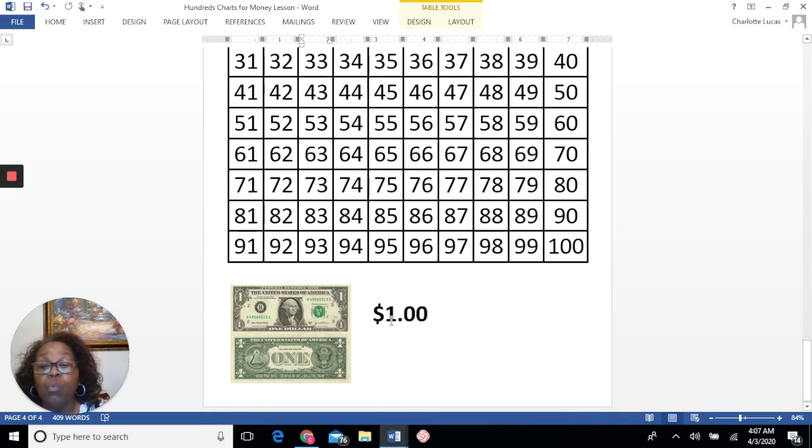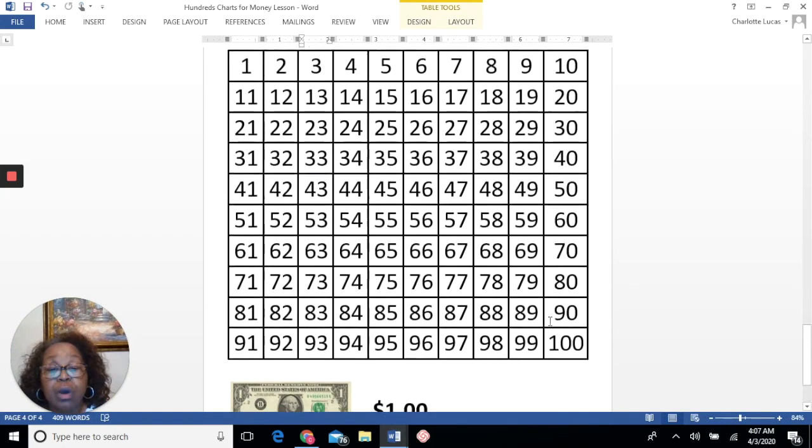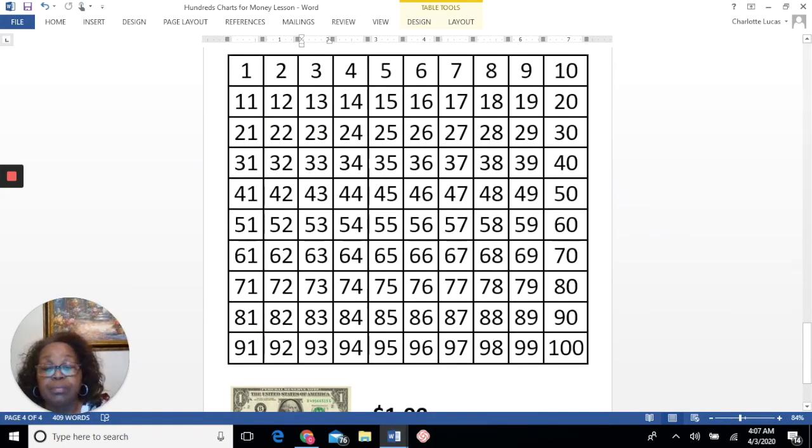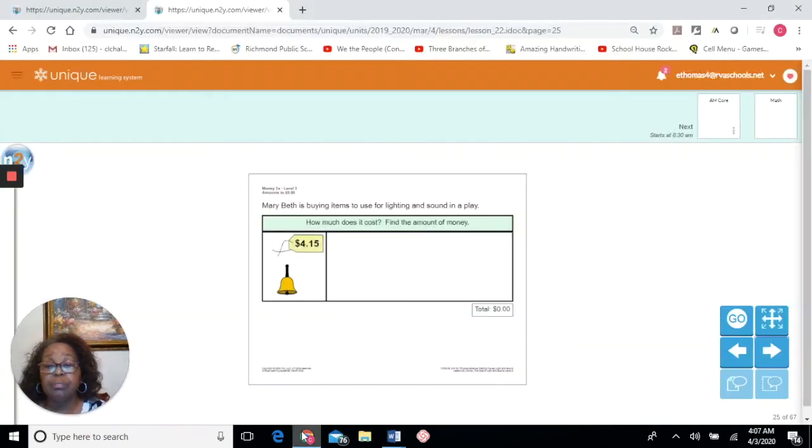On this, we have $1.00, 1 whole dollar. So let's see if we can solve our problem. Let's go to the money box.